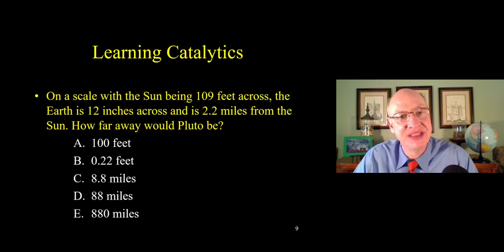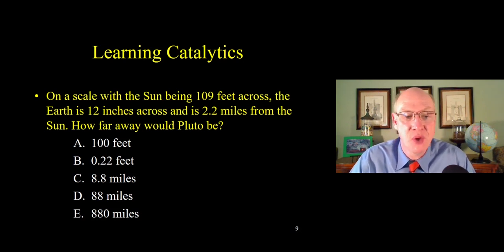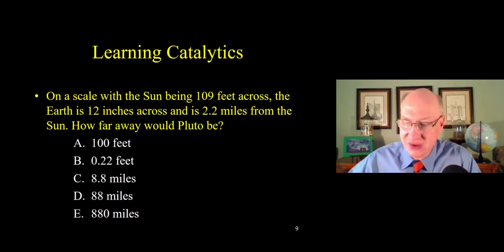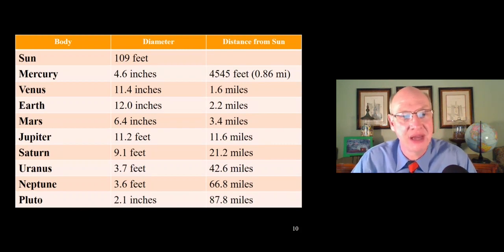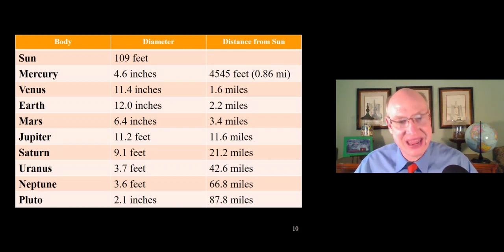All right, now that you've had the chance to answer this question, let's go over what the right answer would be. If the sun's 109 feet across, and the Earth is 2.2 miles from the sun, it turns out that Pluto is D, about 88 miles from the sun. In fact, we can lay out our whole solar system here on our little scale model, with the Earth having a diameter of 12 inches. It is 2.2 miles from the sun.